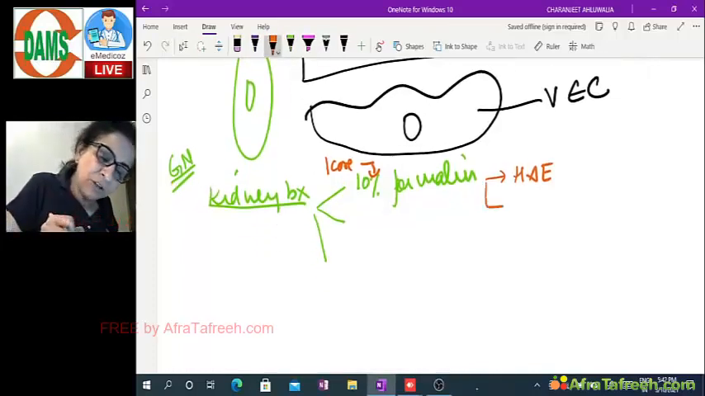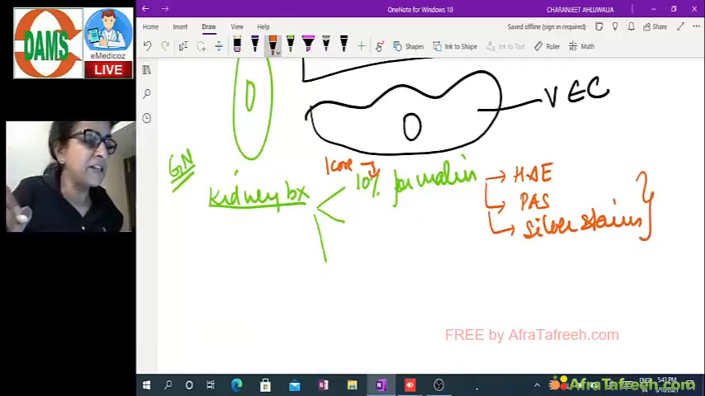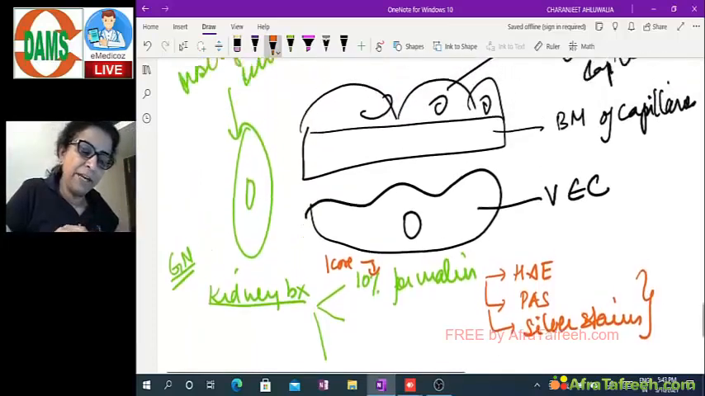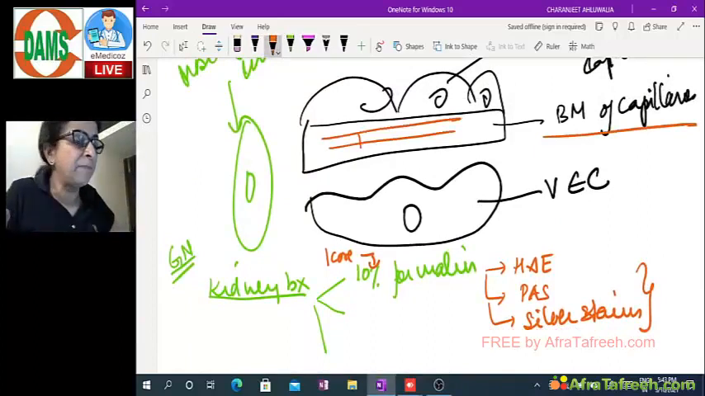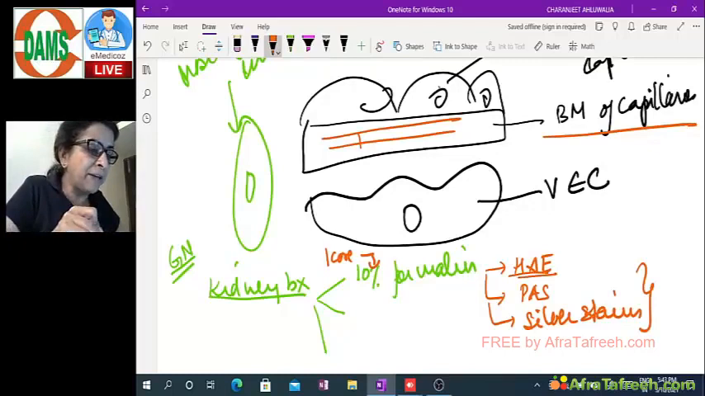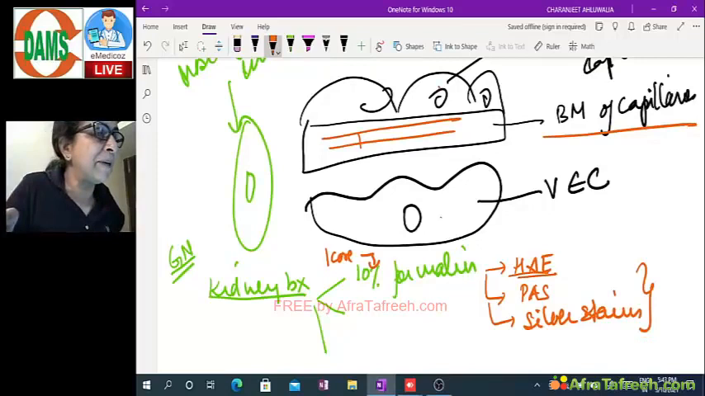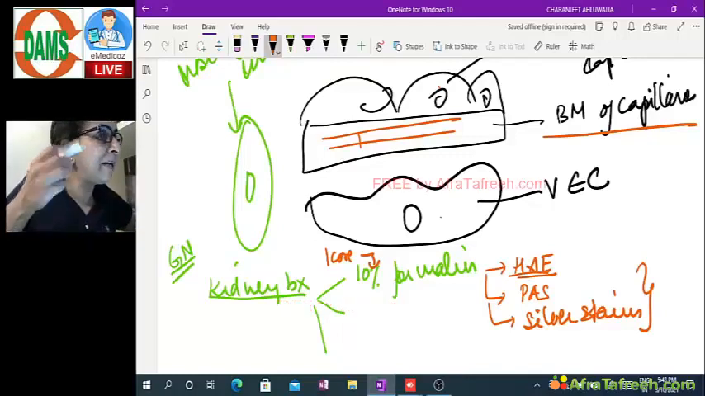Second, we will also stain it with PAS and silver stains. अच्छा, PAS और silver stain क्या क्यों करते हैं? क्योंकि very important is this basement membrane. This structure, this basement membrane is very important. And by HNE staining, you can see the endothelial cells of the capillaries. You can see the visceral epithelial cells, but you cannot visualize the basement membrane of the capillaries. So HNE staining पर जो हम रूटीन HNE staining करते हैं, उससे हम कैपिलरी की बेसमेंट मेम्ब्रेन नहीं देख सकते.